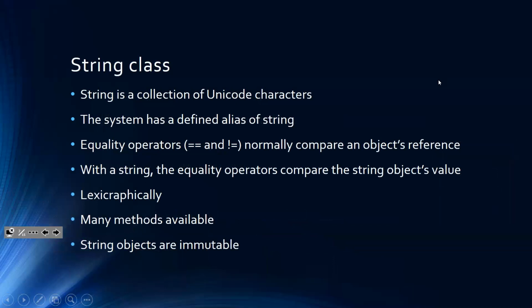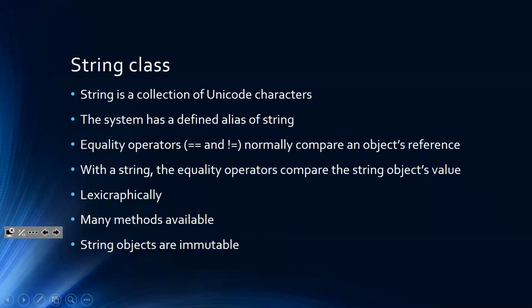Okay, and then what about the string class? The string, if you remember from way back, is a collection of Unicode characters, those ASCII character sets. So the system has a predefined alias of string. So you guys could use the uppercase word String or the lowercase word string in C# if you hadn't noticed, and either one works just the same as the other because they're defined as an alias.